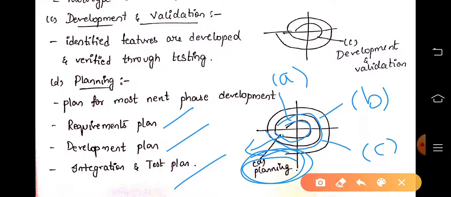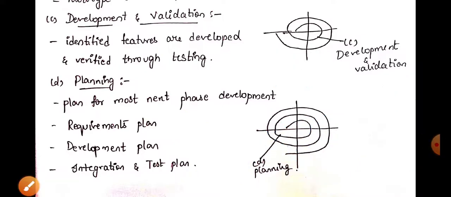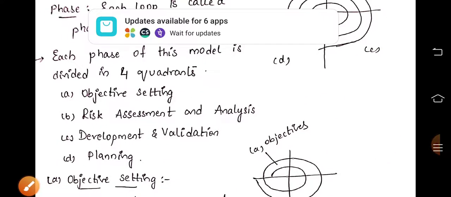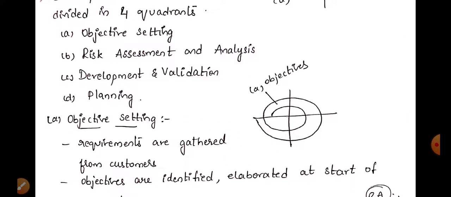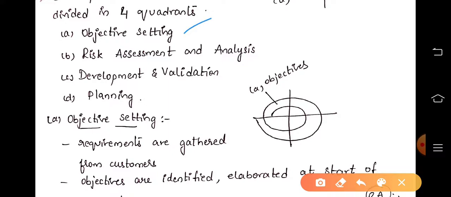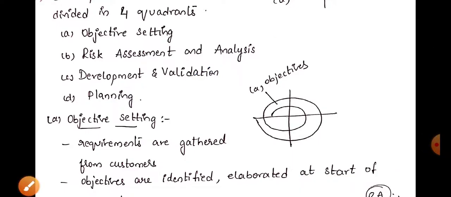Okay, this is about spiral model, in which we have four phases or four quadrants. They are objective setting, risk assessment and analysis, development and validation, and planning. Then the next video will be continued with this spiral model.